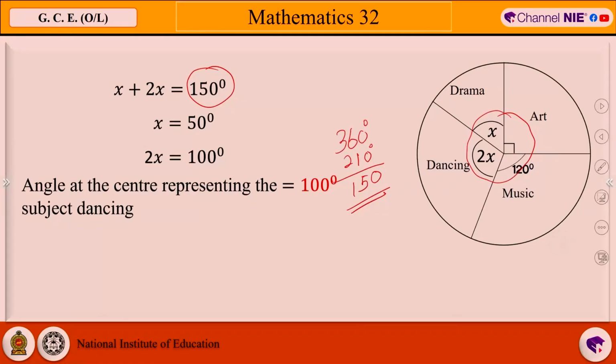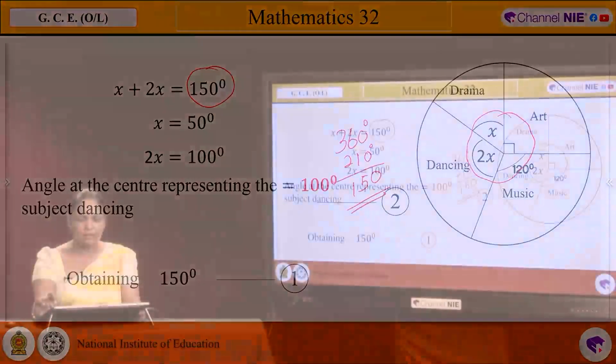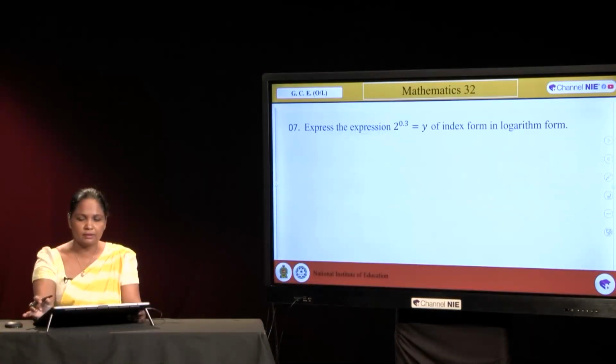Okay, for that again you can get 2 marks, and if you have obtained at least 150 degrees, then you will get 1 mark. I think you understood this question too, and you got 2 marks. Then shall we move on to the next question? I think all these are very easy for you.